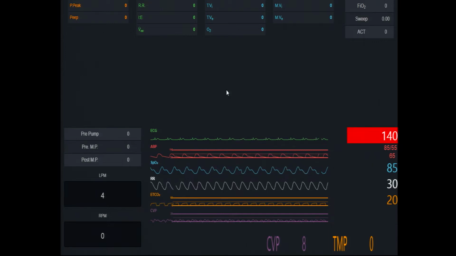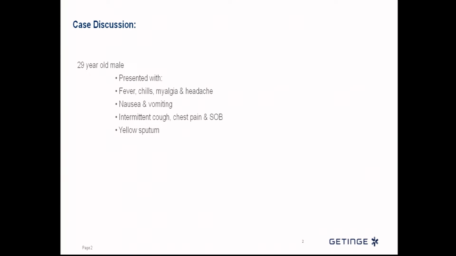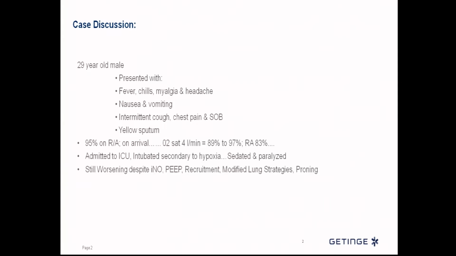We'll start with the first case. The first one is a young male who presented with an infective kind of picture: fever, chills, myalgia, and headache. Then he had an intermittent cough with shortness of breath, and there was infective sputum also. He ignores it for some time and then presents to the ER. On presentation, they need to connect oxygen immediately because he was desaturating. In spite of oxygen at 4 liters per minute, the saturation just barely goes up to 97%. On room air, it was close to 83%.